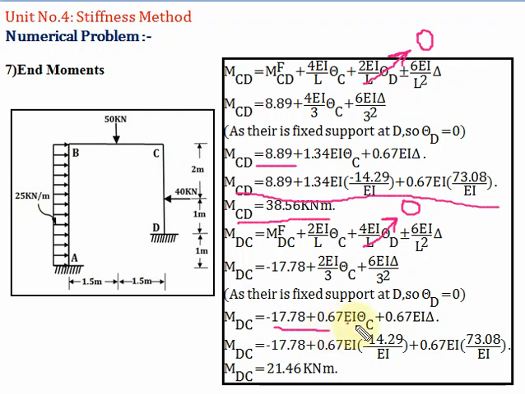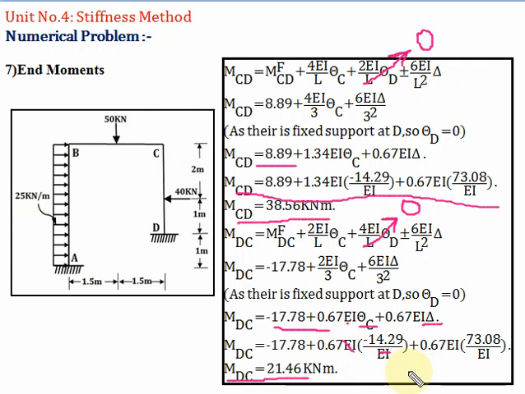Now put the value of theta C here. Okay, and put the value of delta. Putting the values and simplifying the equation, we'll get the moment in member DC as 21.46 kilonewton meter. Now here in the numerical the value of EI is not given, so the EI will get cancelled. So there is no need of the value of EI.